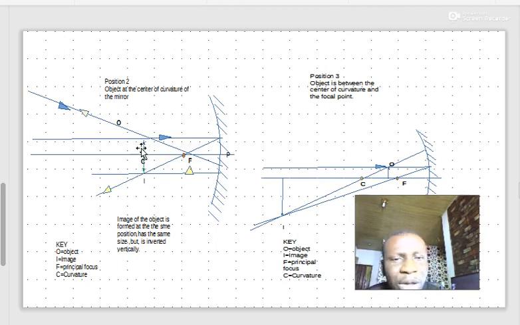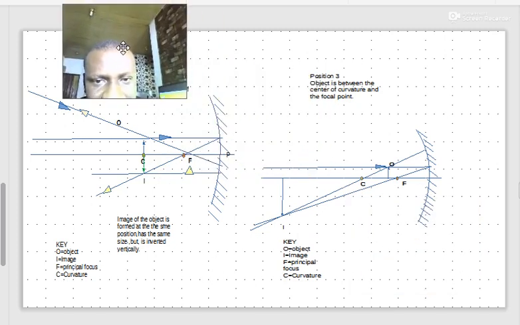So when the object is placed at the center of curvature, it will form an image that is equal to the size of the object and is inverted. So we say that the magnification is 1 because the ratio of the object's size to the image size is 1. That means they are equal. If we say 2 divided by 2, that's 1. If the object is 10 centimeters, the image is also 10 centimeters. So the ratio is 10 to 10, which is 1. So that means the magnification is 1. We say that the object is exactly the same size as the image. That is for that one.